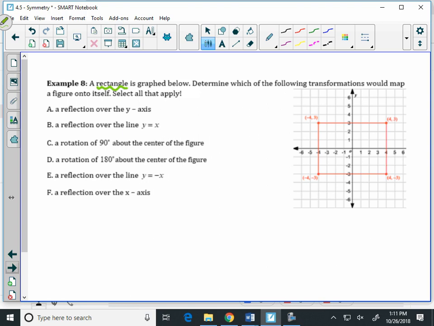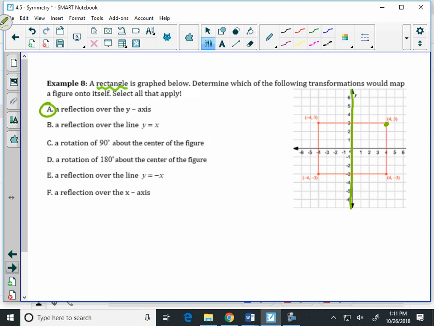So A, y-axis. So I'm going to highlight the y-axis. Reflection over that. So ask yourself, is that a line of symmetry? And the answer is yes, it is. So because it's a line of symmetry, we can reflect it over that line and it will map up. Okay, it's going right down the middle, up and down. And if you're not sure, just do the reflection.